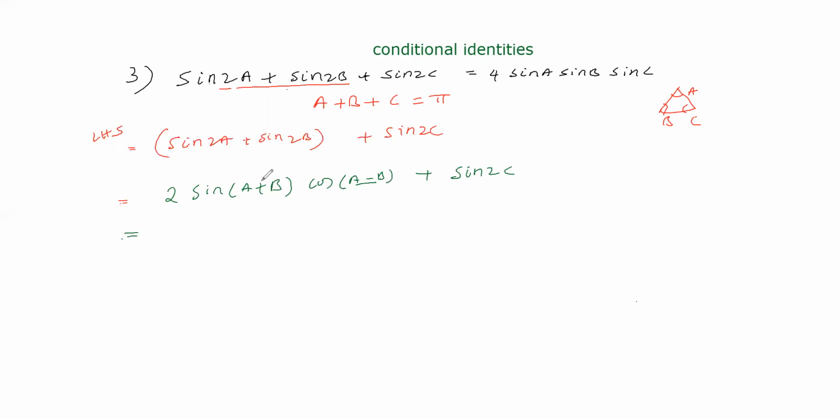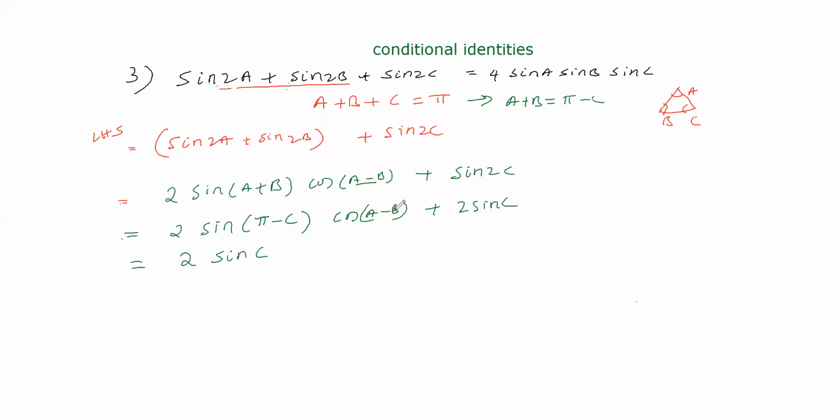Now see here, we know that A + B = π - C. So in the place of A + B, we are going to substitute π - C. So this is 2 sin(π - C) cos(A - B) plus this 2 sin C. Now you know that sin(180° - θ) = sin θ. So we are writing 2 sin C cos(A - B).